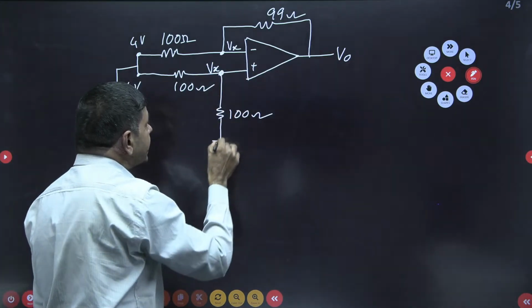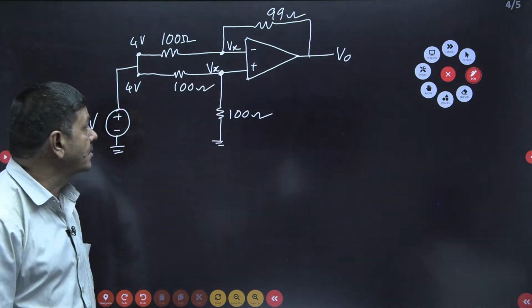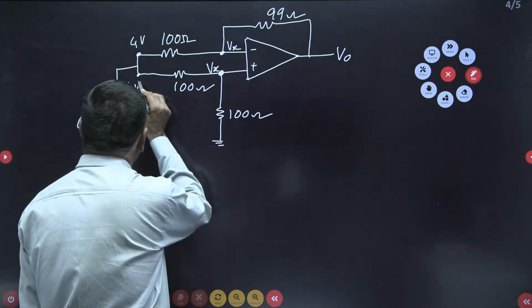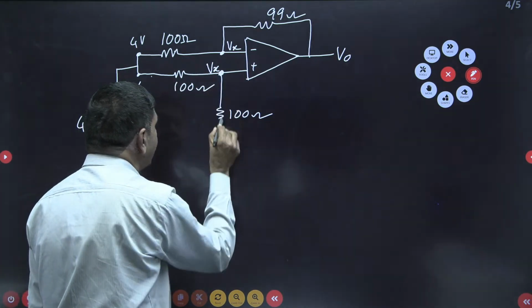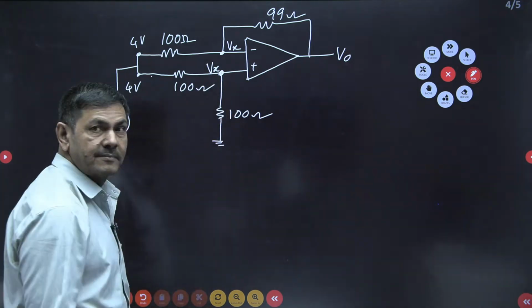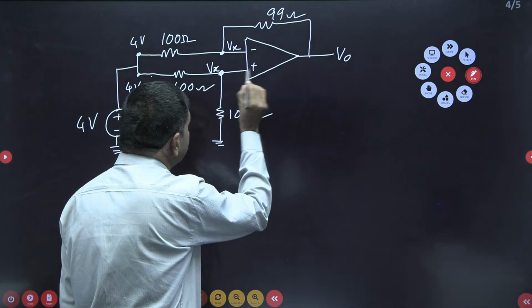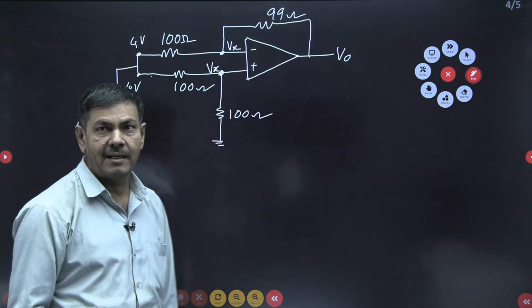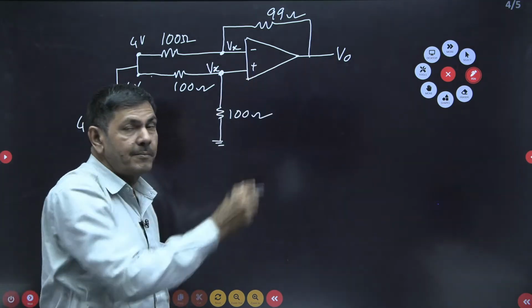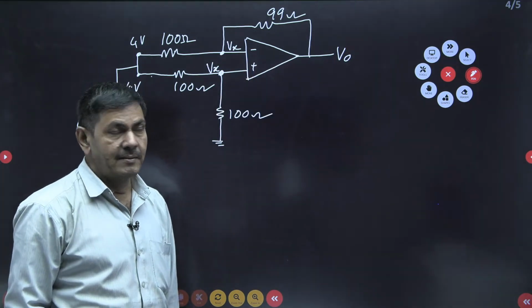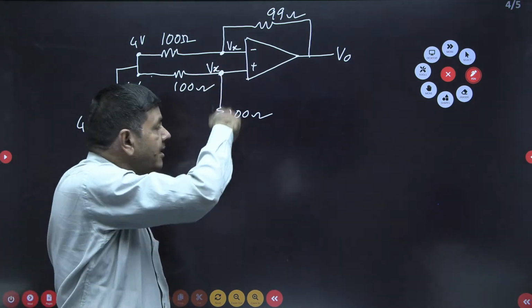Vx is equal to the voltage across the 100 ohms here. Because of the connection of this 4 volts, current will pass across 100 ohms and divert across this 100 ohms only. No current is going to pass towards this positive terminal. I already explained the reason in the previous class: the input impedance of the operational amplifier is infinite. For the ideal case, no current flows this side. Total current is diverting across 100 ohms only.